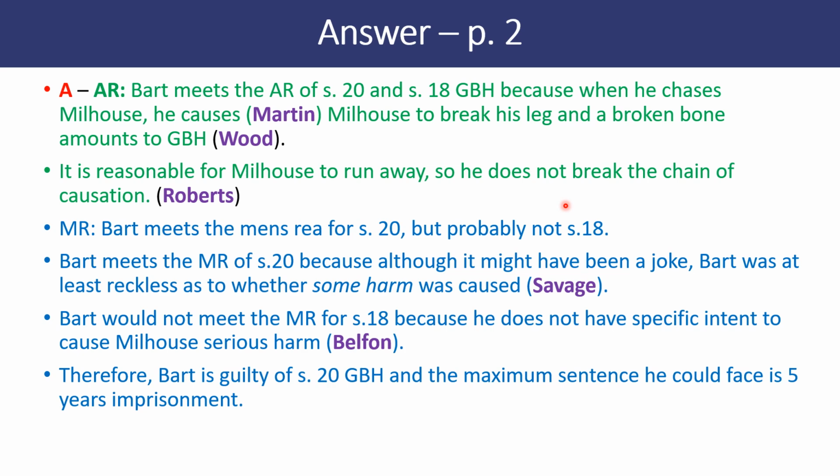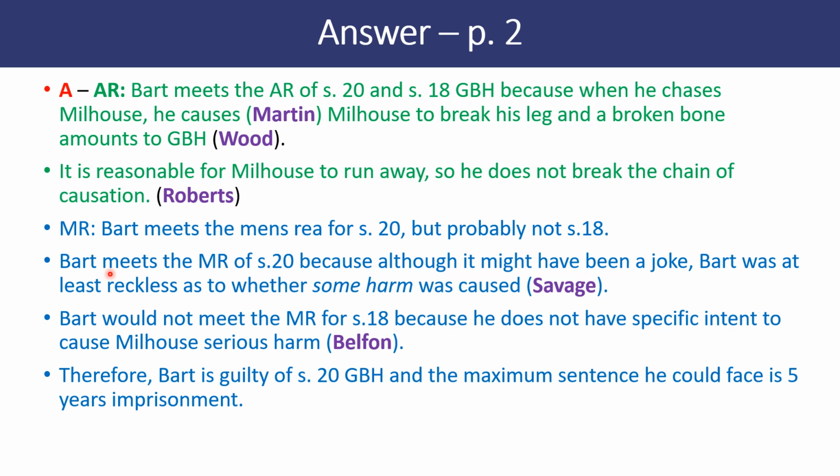Now you might say, or our defendant Bart might try to argue, well, it's kind of Millhouse's fault. He's broken the chain of causation because he ran away from me. So it's not my fault, it's Millhouse's fault. But when you look at the situation that we have, Millhouse was genuinely frightened. He really thought that Bart was a zombie. If you're terrified, if you're shocked, it's going to be reasonable to run away. So he's not going to break the chain, applying the case of Roberts. So we're happy that he meets the actus reus of both.